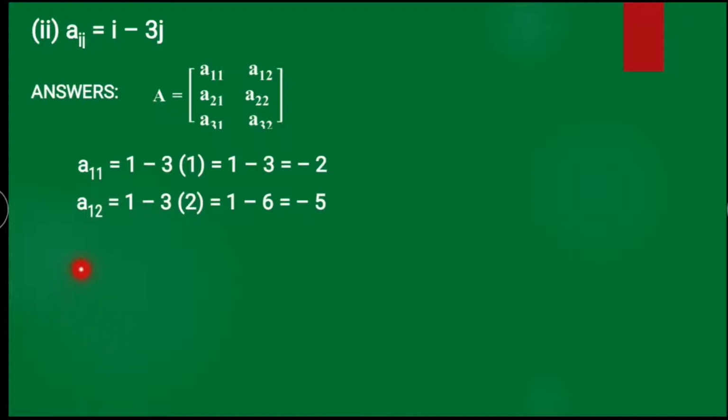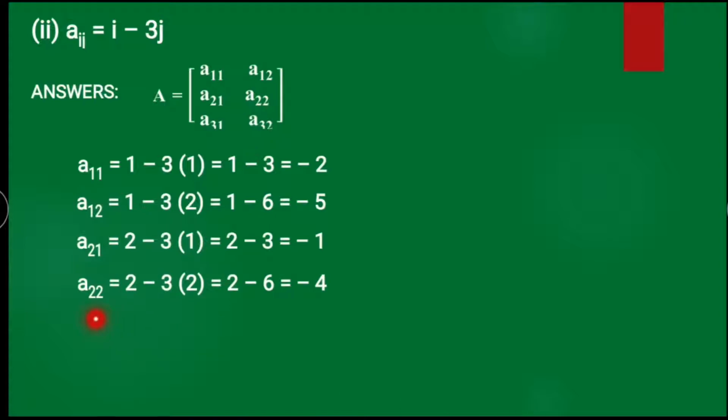Then we find the value of a12. For that we replace i by 1 and j by 2. So we write here 1 minus 3 into 2. So 3 into 2 we get 6. So 1 minus 6 we write minus 5 as the value of a12. Then next we find the value of a21. For that we replace i by 2 and j by 1. So we write here 2 minus 3 into 1. 3 into 1 is 3. So 2 minus 3 we get minus 1 as the value of a21.